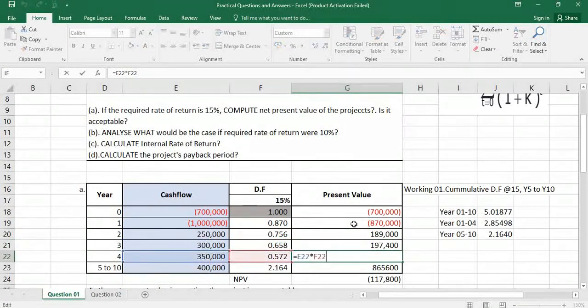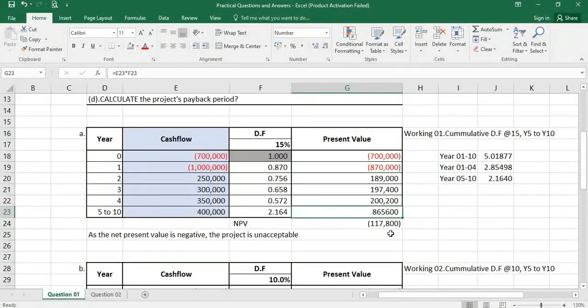Year 3, year 4, okay. Year 5 onwards, you will have the 400,000 cash inflow. Since it's an equal amount of cash flow for the next 6 years, to convert to the present value, you can follow both ways. As we calculated for year 1, 2, 3, 4, you can go like year 5, 6, 7, 8, 9, 10. But it takes time. So rather than calculating individually, you can find the cumulative discounting factor if it is a case like this.